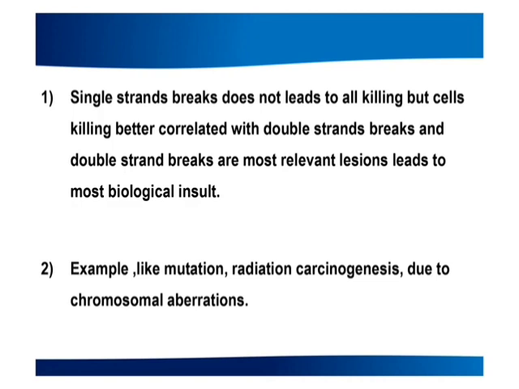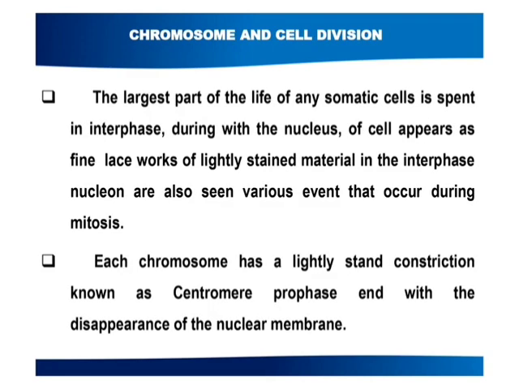Each chromosome has a lightly stained strand constriction known as a centromere. The prophase of the cell cycle ends with the disappearance of the nuclear membrane and leads to the stage of metaphase. Prophase, then metaphase, and then telophase. In metaphase, the chromosomes come to the equator and spindle formation happens, and telophase ends the mitosis.